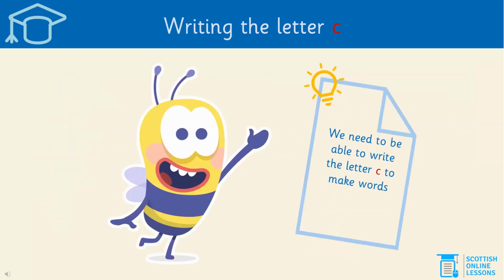Now that we know what the letter K looks like and what it sounds like, we are now going to try to write the letter K, because remember we said that we wanted to learn to read and write. So we need to be able to write the letter K in order to be able to make words. So let's have a go at writing the letter K. We're now going to write the letter K, and you can see that K sound on your screen now. So take a good look at that letter and think about how we're going to write that.